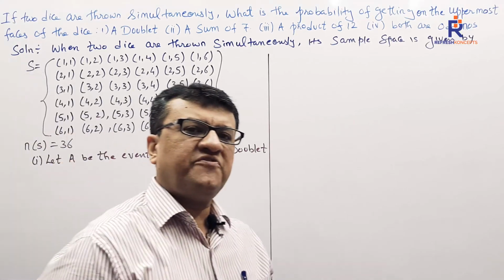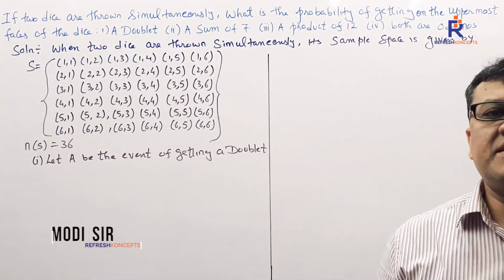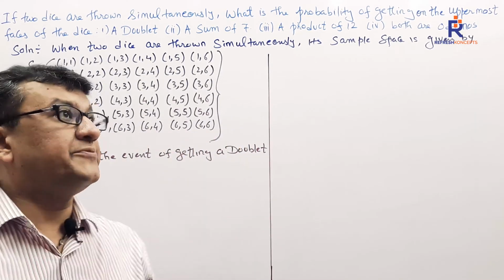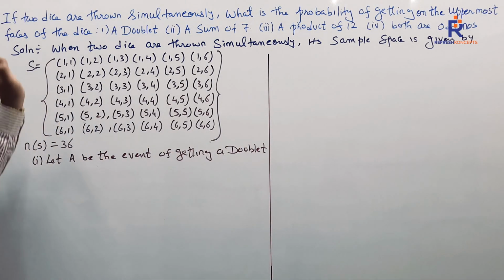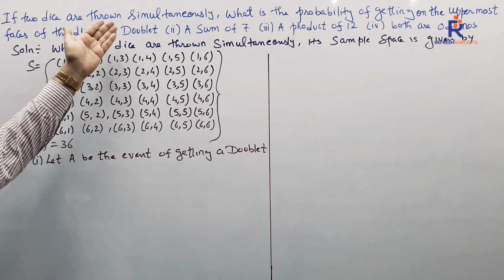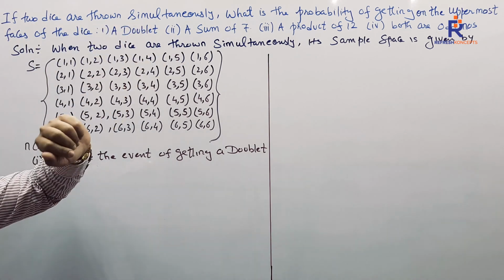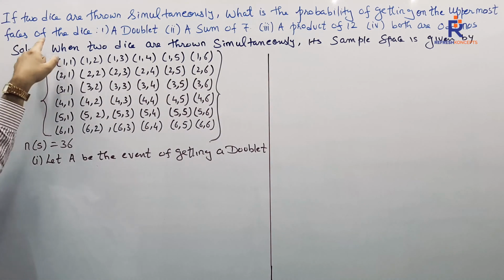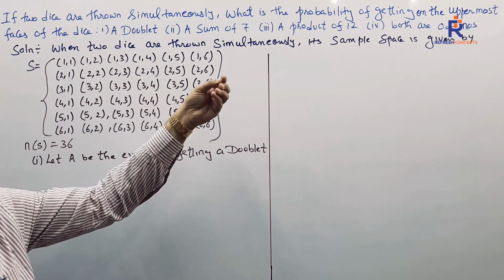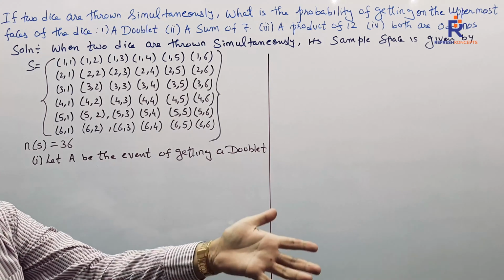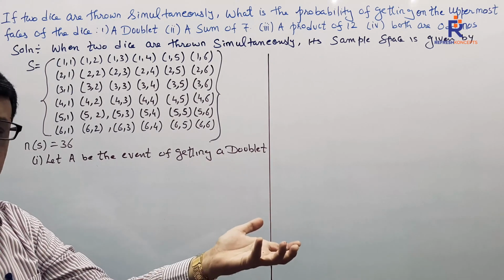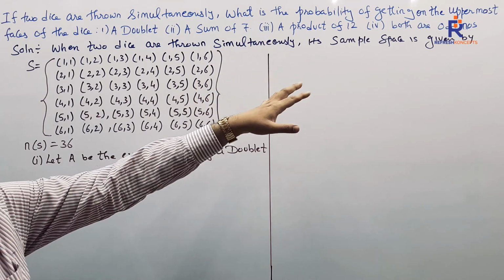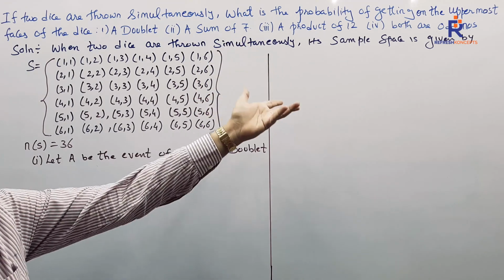Children, let's proceed further with a different kind of random experiment. Now what we are going to see is when two dice are thrown simultaneously. So what's our question? Our question says, if two dice are thrown simultaneously, what is the probability of getting on the uppermost faces? Children, the uppermost face and what appears is the same. When a die is thrown, whatever score appears is the uppermost face. So never be afraid by these extra words which say uppermost faces.